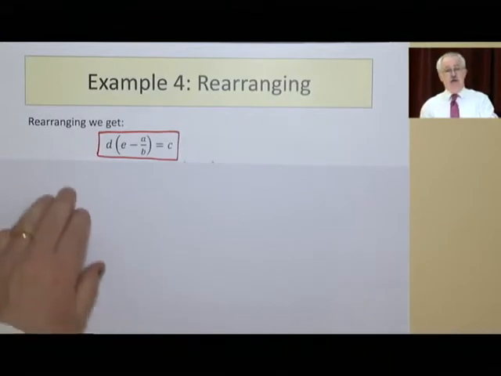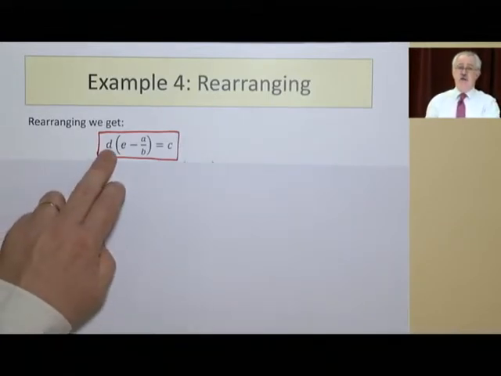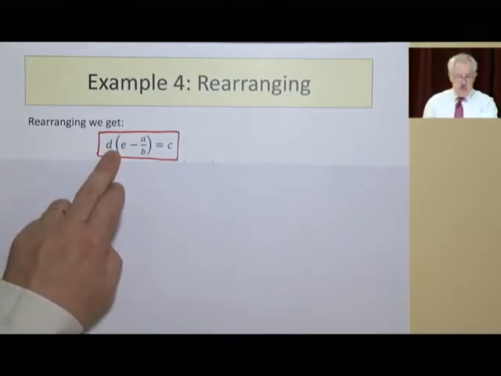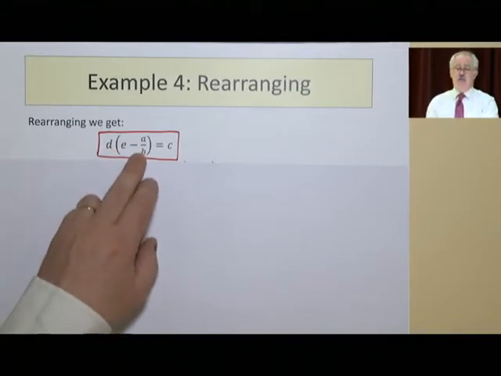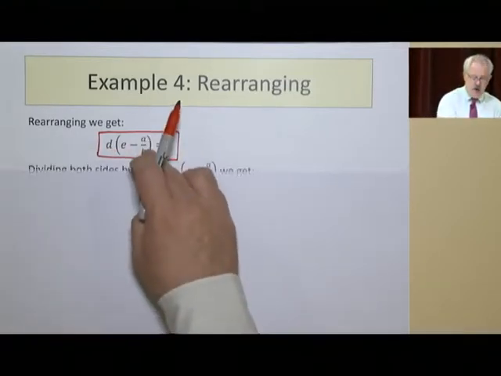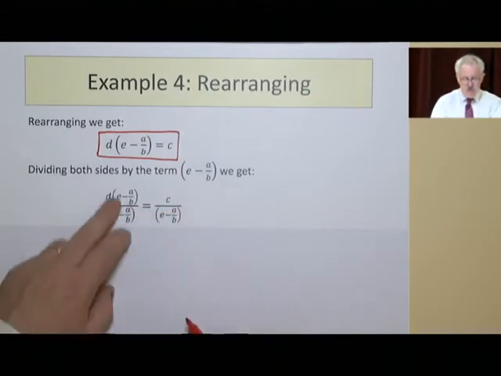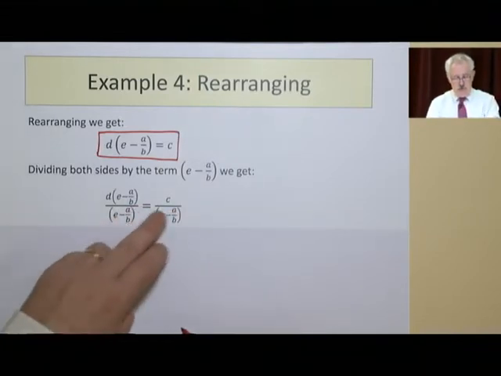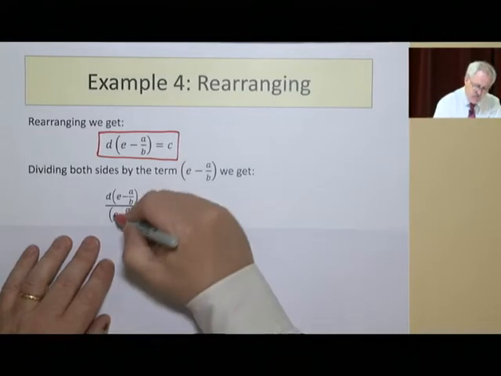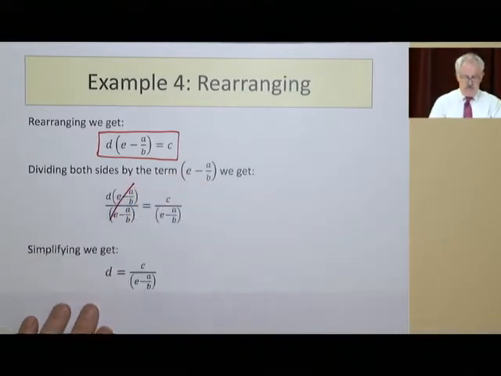So I'm a bit happier. D is on the left-hand side. It's on top, but it's multiplied by something. If I divide by all of that mess, it looks ugly, but it cancels. So D is this.